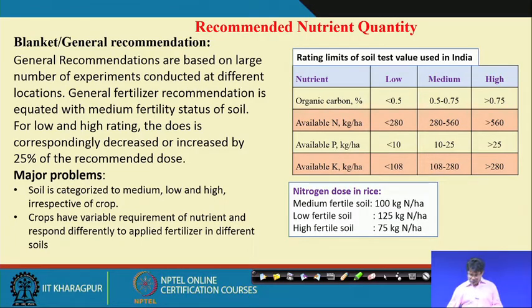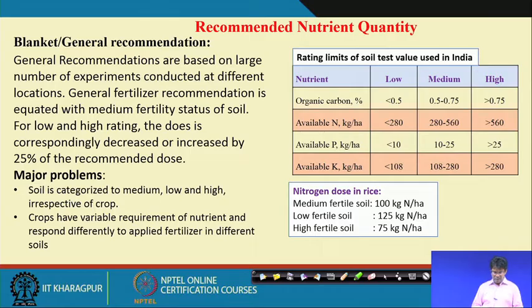If the soil is low fertile, then we increase the fertilizer by 25%, giving a dose of 125 kg N per hectare. If the soil is high fertile, then we decrease the fertilizer dose to 75 kg N per hectare. So, this is how it is done for soils of medium, low or high fertility.